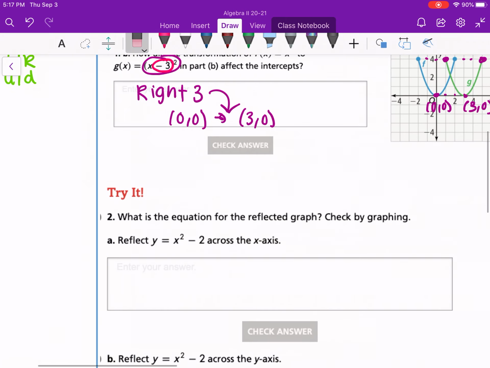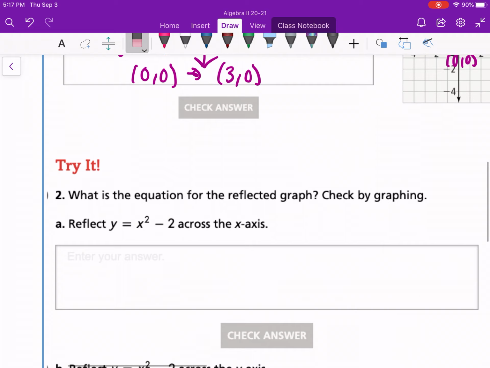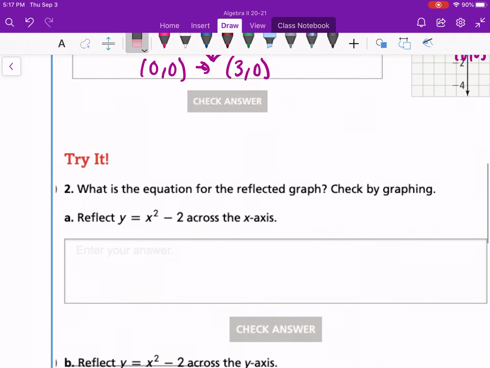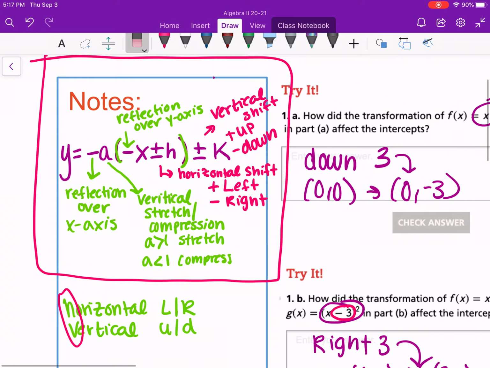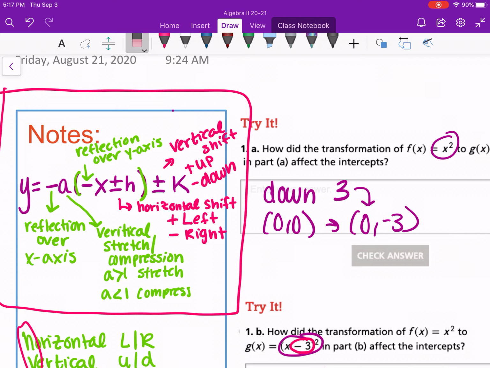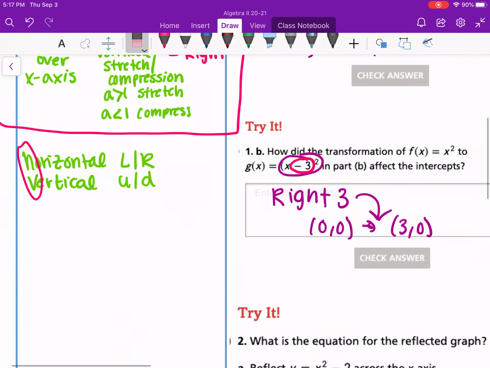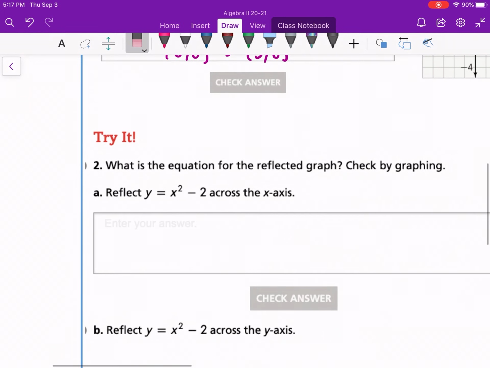So, number 2 says, what is the equation for the reflected graph? How do I reflect y equals x squared minus 2 across the x-axis? All I'm going to do is go look that up. So I'm going to look at all of these arrows. Which one of them talks about reflection over the x-axis? And I go, okay, it's got to be on the outside. So I'm going to go down here and I'm going to say y equals, and I'm going to put the x squared in the parentheses.